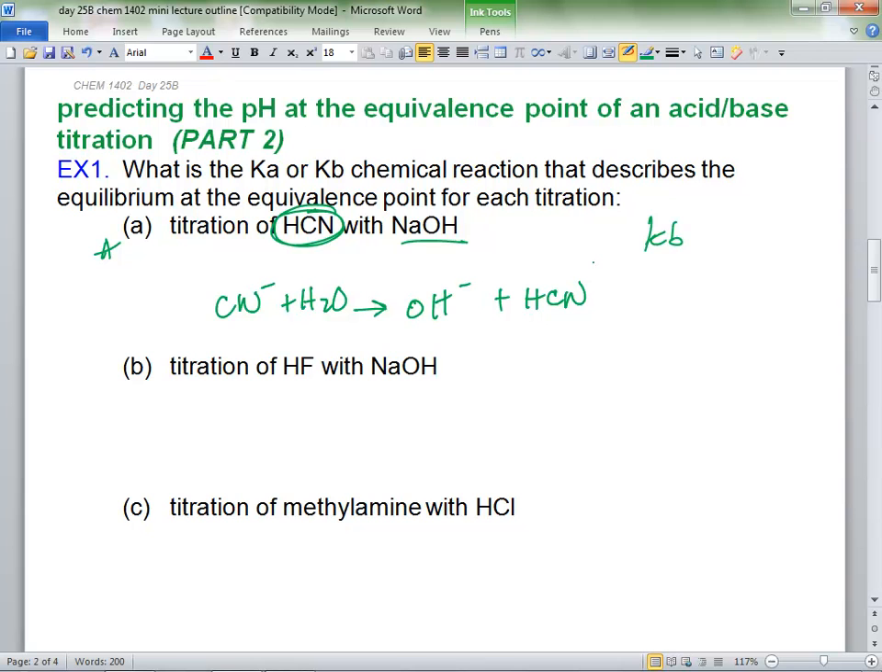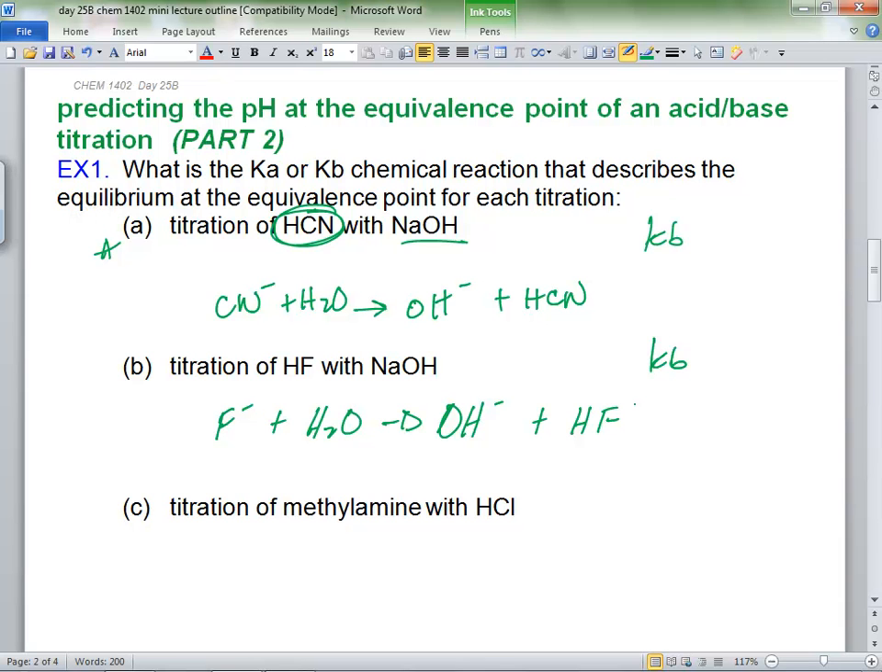How about if we titrated, Eric, hydrofluoric acid with sodium hydroxide? Would you end up writing a Ka or a Kb reaction? Another Kb reaction. He's right. Lauren, what Kb reaction would you end up writing? F minus and H2O goes to what? OH negative and the conjugate acid. Okay.